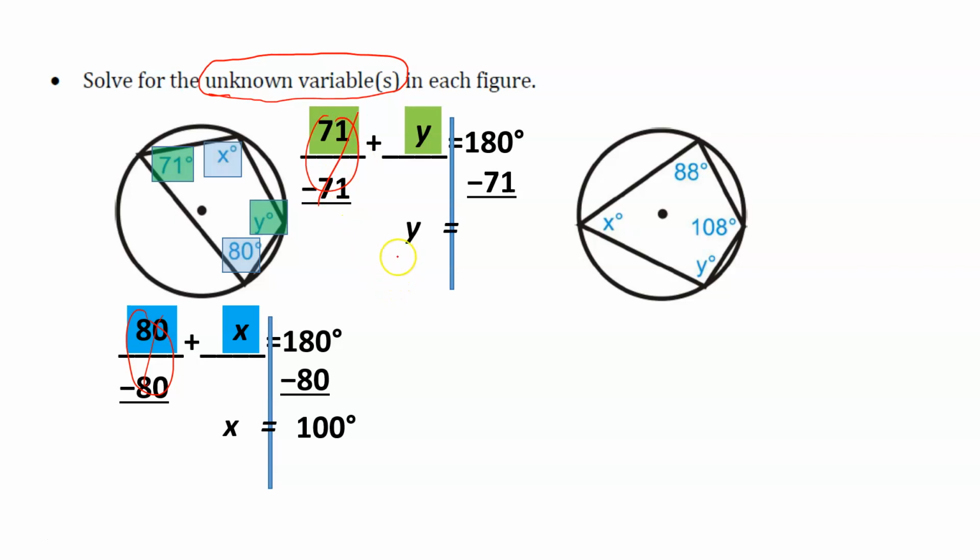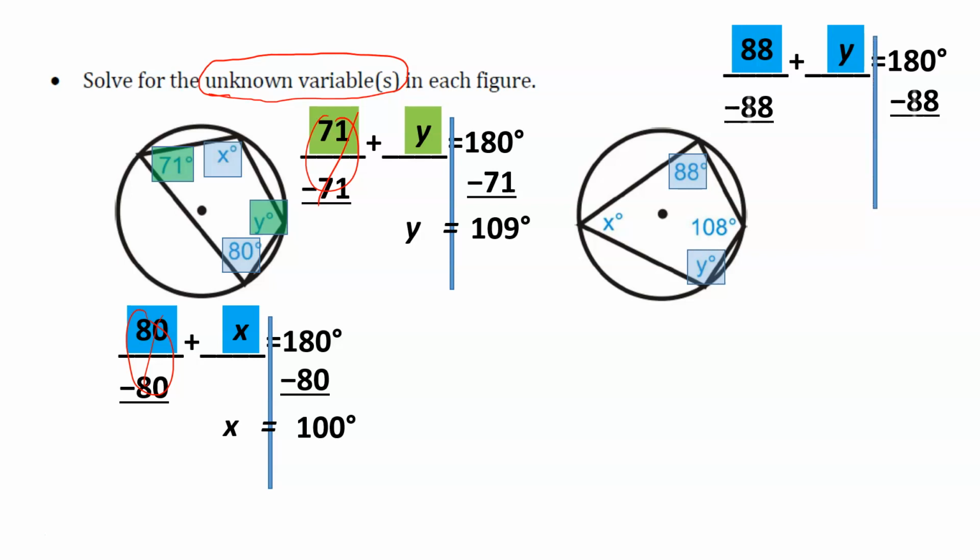Calculate that out, pause, and do so now. Unpause, you should have gotten 109. All right, let's continue to do the same thing for the second circle. Go ahead and set up your equation and solve that out. Pause and do so now. Unpause, that would be subtracting 80 from both sides. Y equals 92.